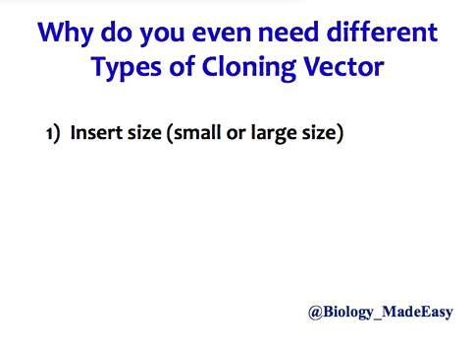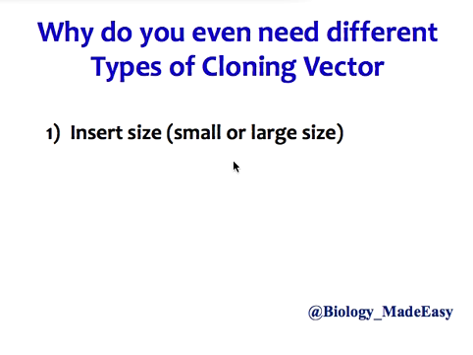The next question arises: why do you even need different types of cloning vector? What factor determines which vector you need? I am going to describe them one by one. The number one factor you can see is the insert size. Whether the insert is very small or very large will determine which vector you are going to use, because certain vectors like plasmids can only accommodate a smaller size of insert.